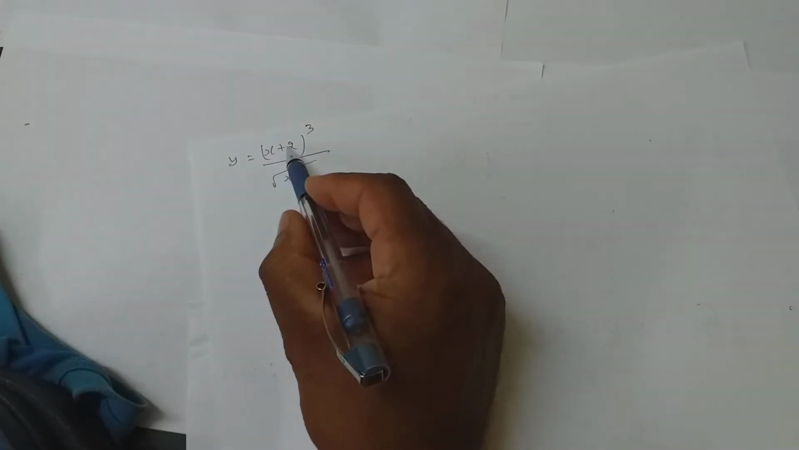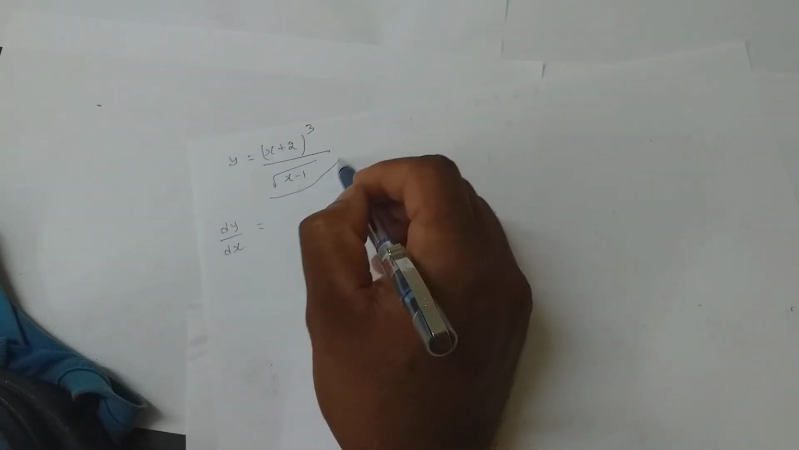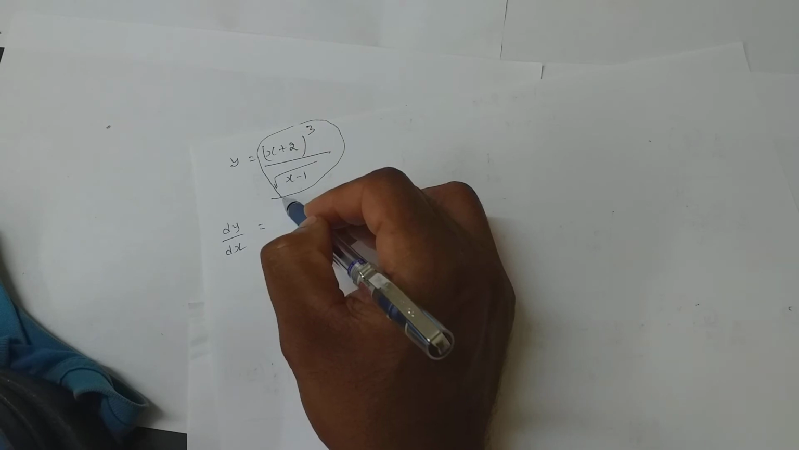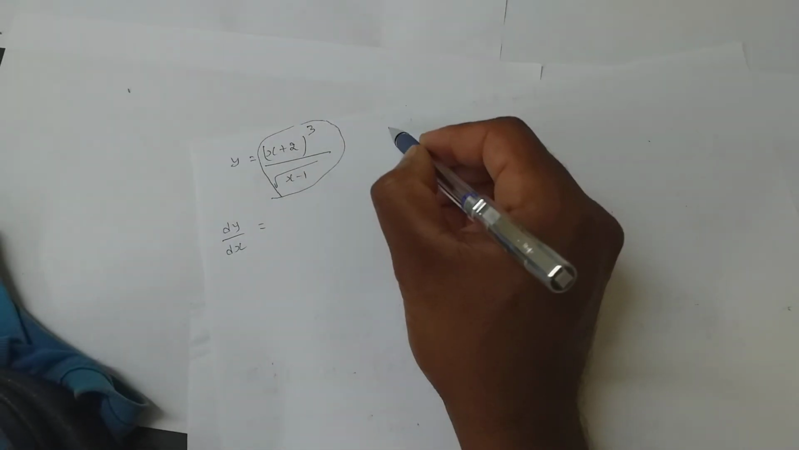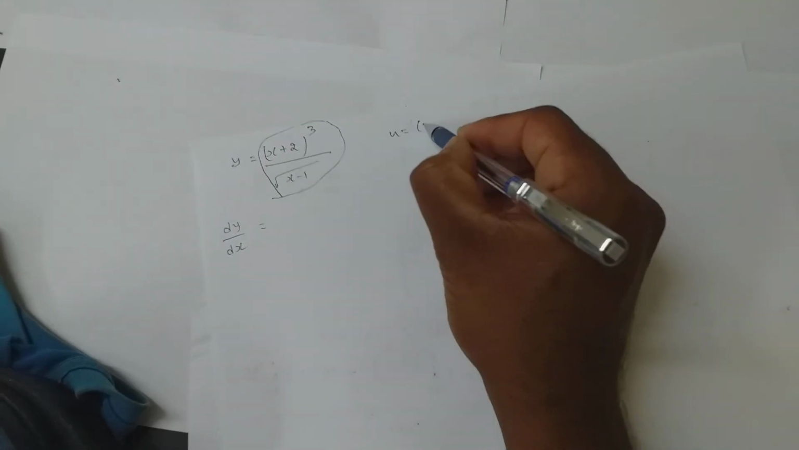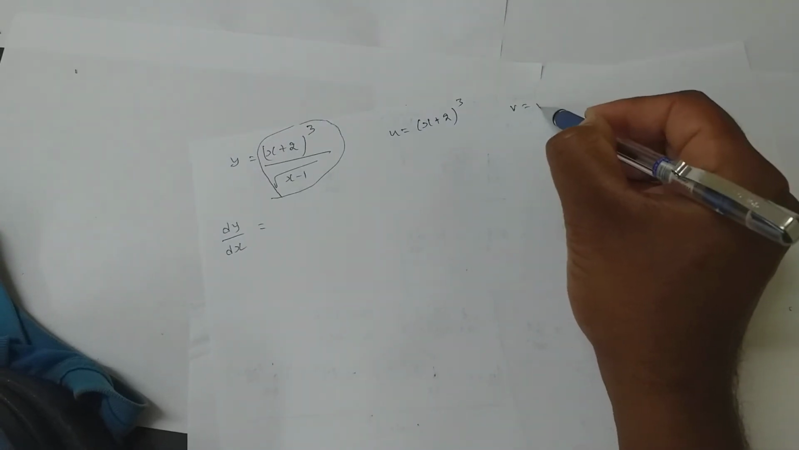Let us look at one more example. y equal to (x plus 2) whole cube by root x minus 1. If I want to find out dy by dx, this I cannot differentiate directly. It is a fraction, so I need to use the u by v rule. So u over here is (x plus 2) whole cube, and v is root x minus 1.